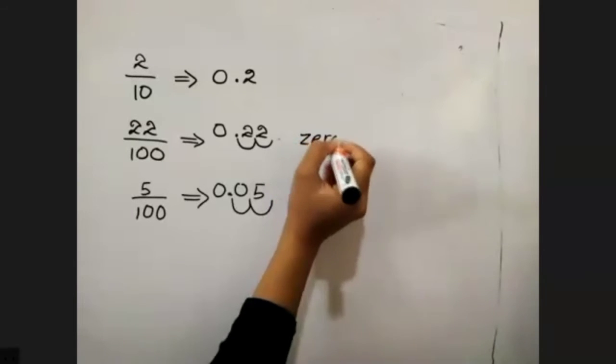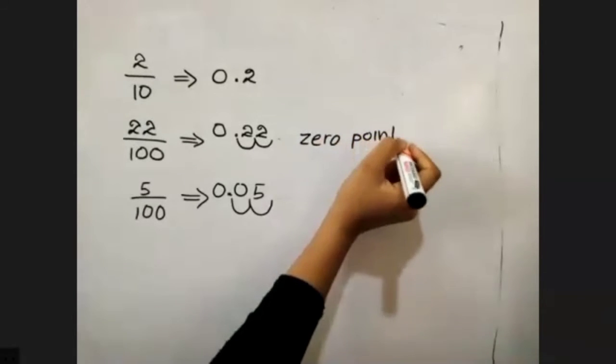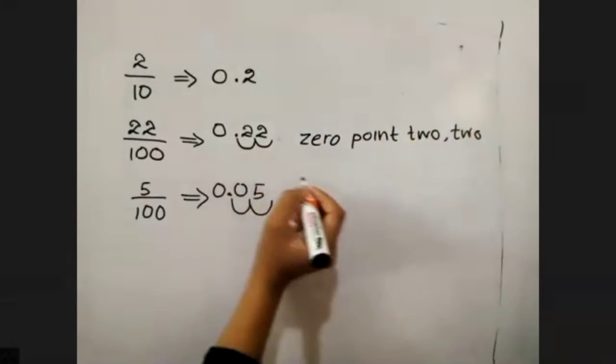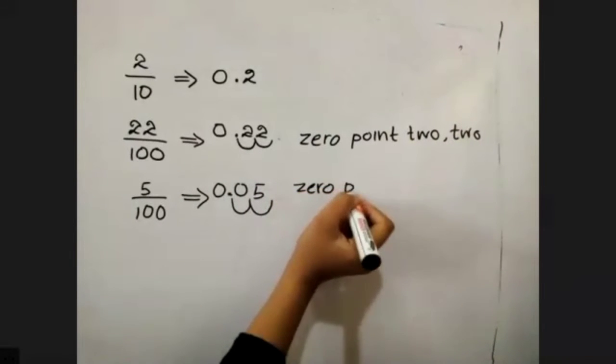You read this decimal as 0.22. We read it as 0.22. Here you read it as 0.05.